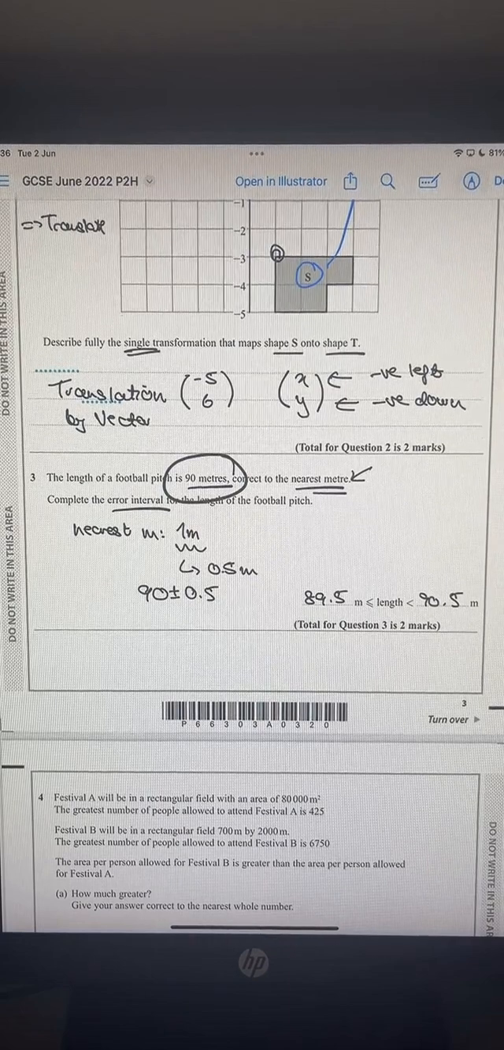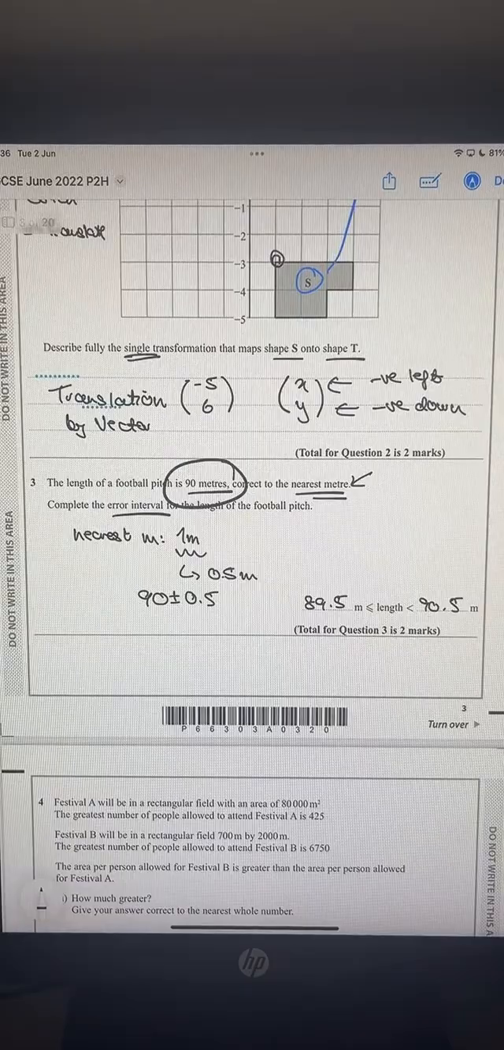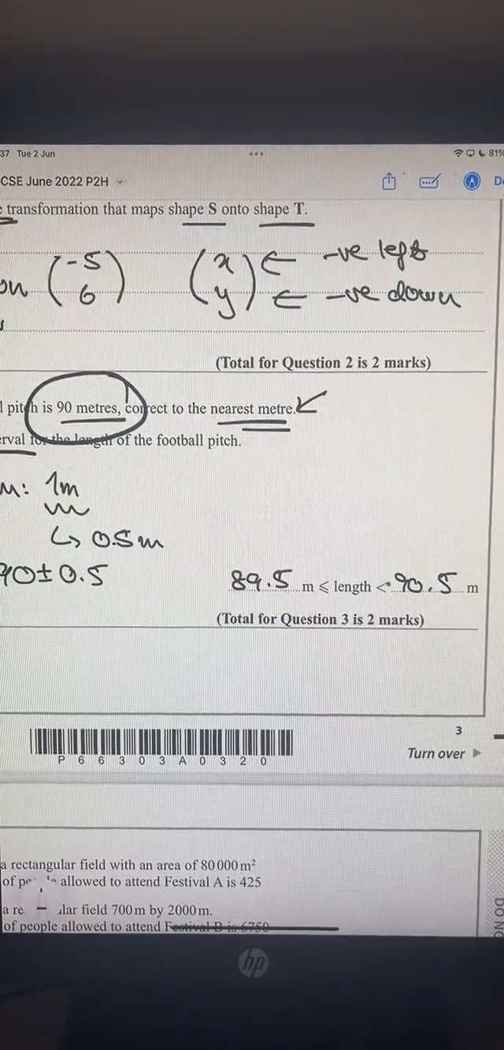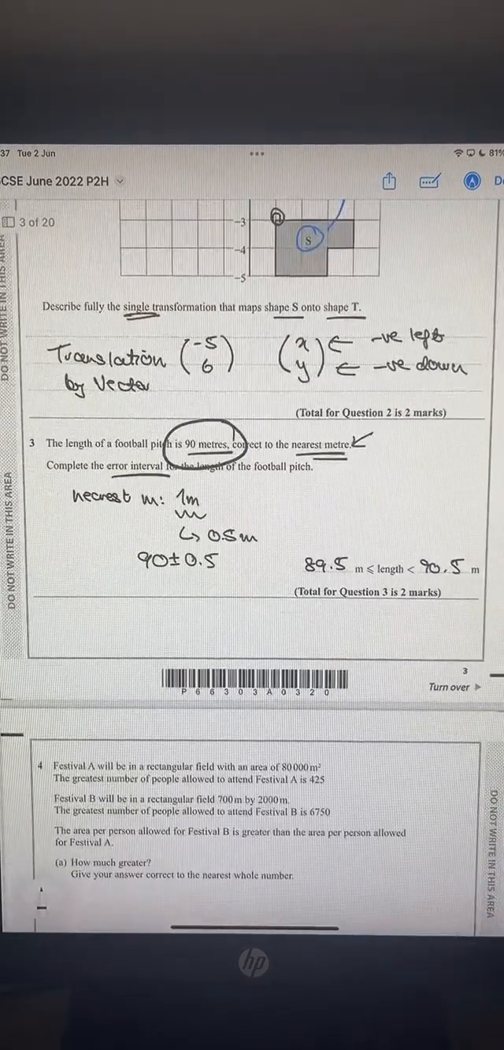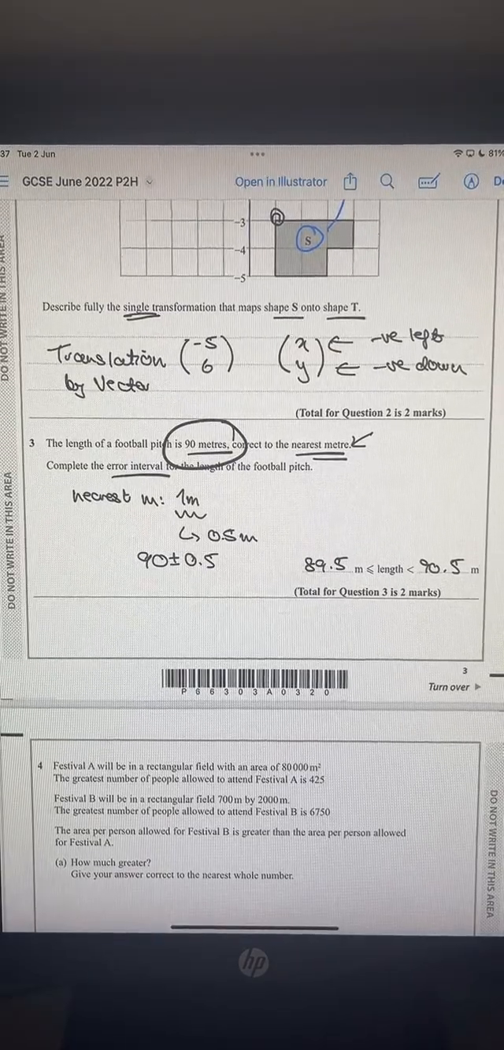That's all you have to do, exactly. You have to do the half of the precision or the resolution, whatever word you want to use, and then do plus minus that to find the error interval. And you can check, okay, if I round 89.5, it will round up to 90 because 5 rounds up. And if I round 90.5 but it's less than that, so like 90.49, I'm going to round down, and it'll round down to 90. So this is indeed my error interval. And that's how those type of error interval questions go.